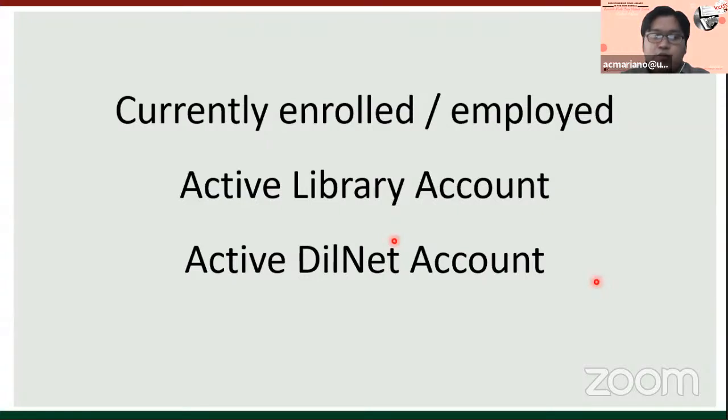For the first one, you can check this with your CRS. Just check if you are validated, enrolled. I think you would need to have a status of enrolled to get access. Now, for the active library account, you would need to contact your home college or unit library and ask if your library account is active. For the DILNet account, since we don't handle it, you'd need to contact the UP Computer Center.